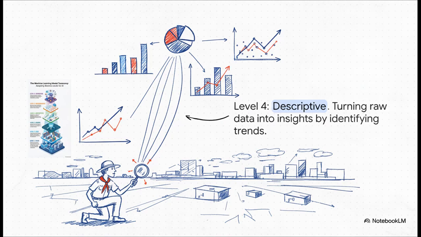Yeah, whenever you see charts, graphs, dashboards, that's level 4 in action. It's that magic moment where a spreadsheet of raw numbers gets turned into a story, into an actual insight. The AI is basically a scout that's come back from the field and is laying out a map, showing you what the terrain really looks like.